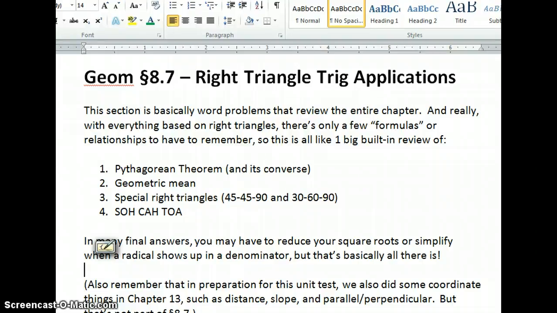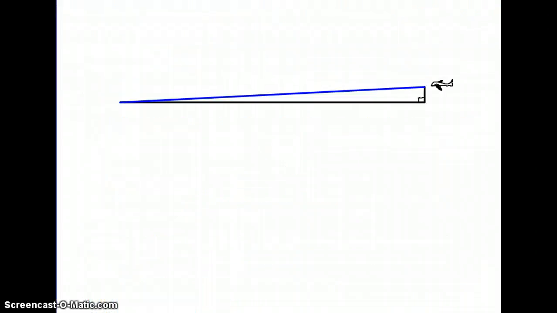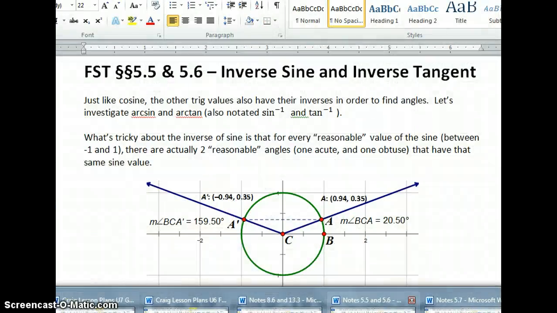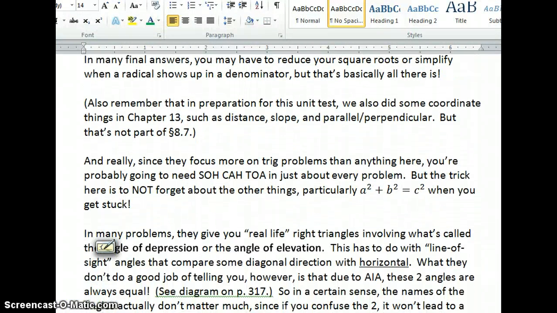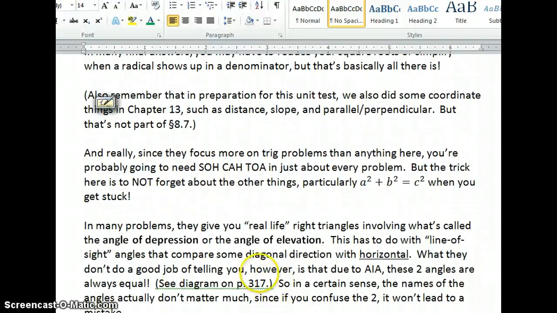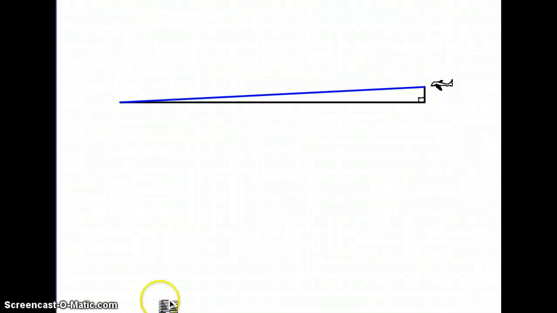Okay, so what kind of problems are you going to do? Well, there's a lot of problems where they talk about this thing called angle of elevation or angle of depression. Actually, let me go back to this for just a second. Angle of elevation, angle of depression. There's a thing on page 317 that shows you what that is. But when they talk about angle of elevation, angle of depression, they're talking about some real life problem where there's something up in the air or some high cliff or something like that, and somebody who's looking down from that, or someone here on the ground who's looking up at something.